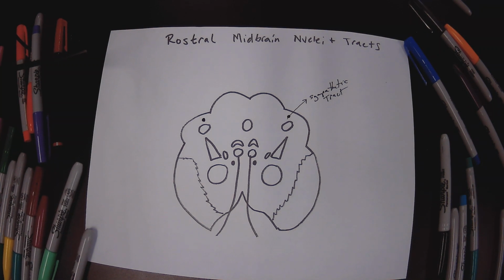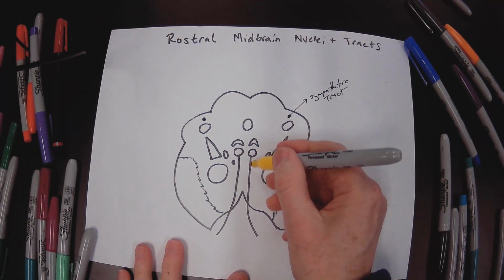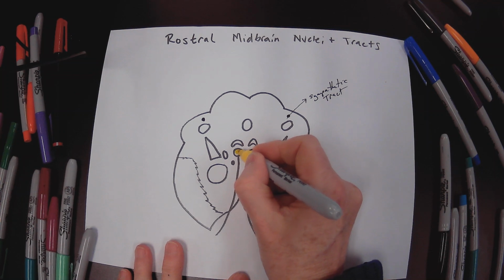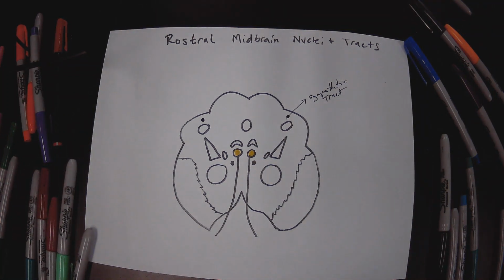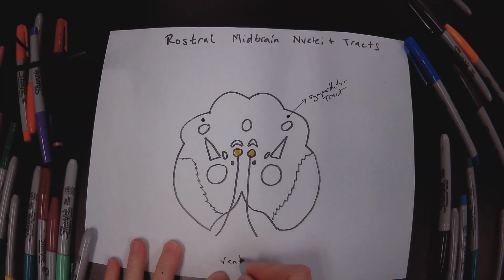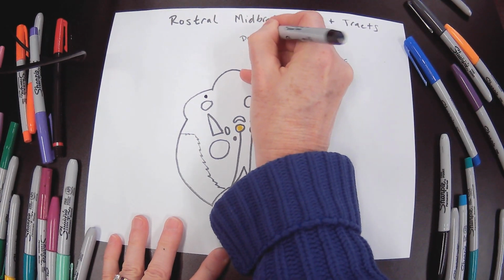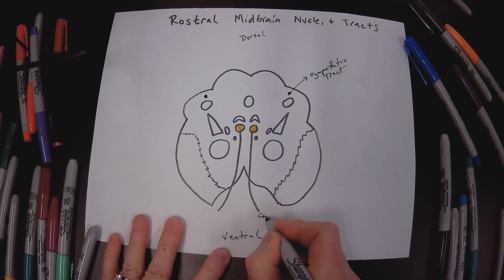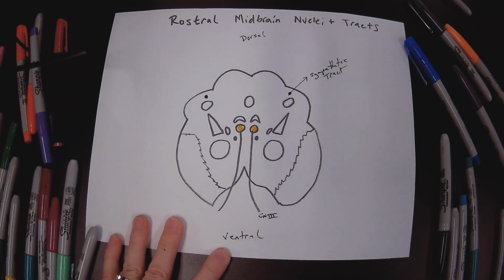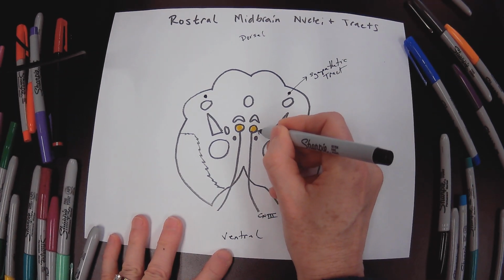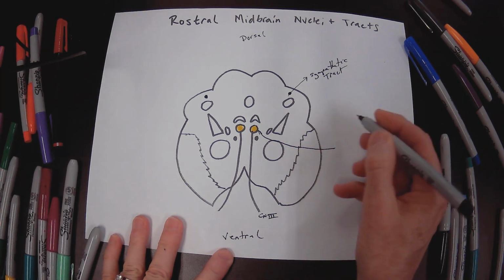Okay, I talked before about the cranial nerve coming out of the midbrain. What would you expect it to be? 3, yes, it's exiting ventrally. Cranial nerve 3, that's the oculomotor nucleus. Okay, this is going to be ventral, and that's going to be dorsal. And that's going to be cranial nerve 3, the oculomotor nerve, and this is going to be my oculomotor nucleus.